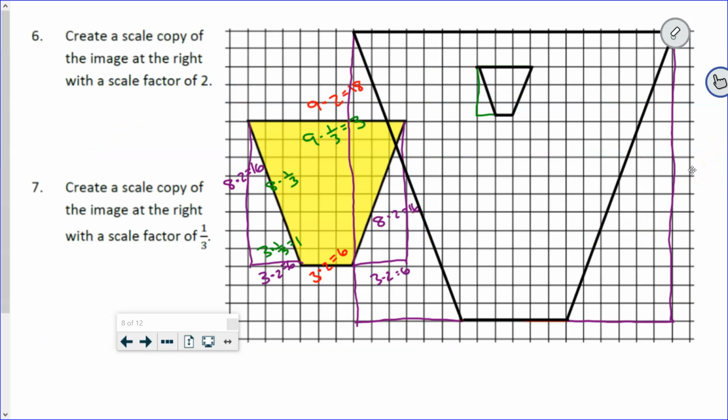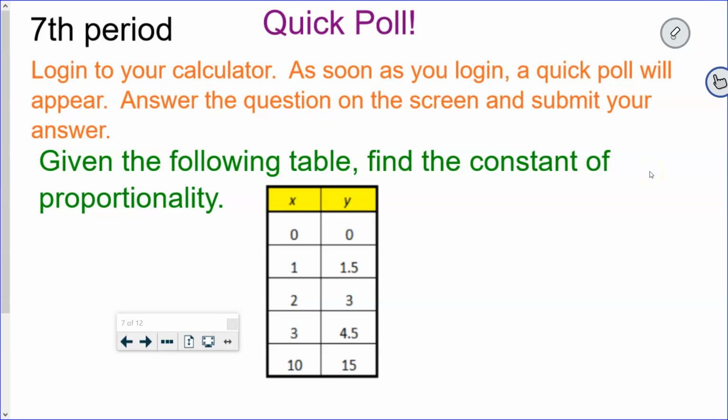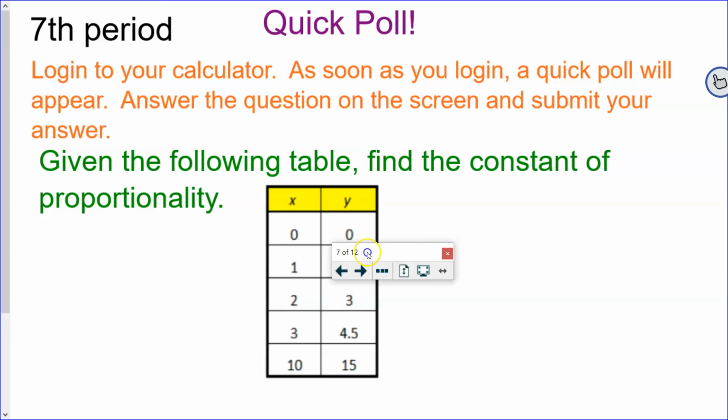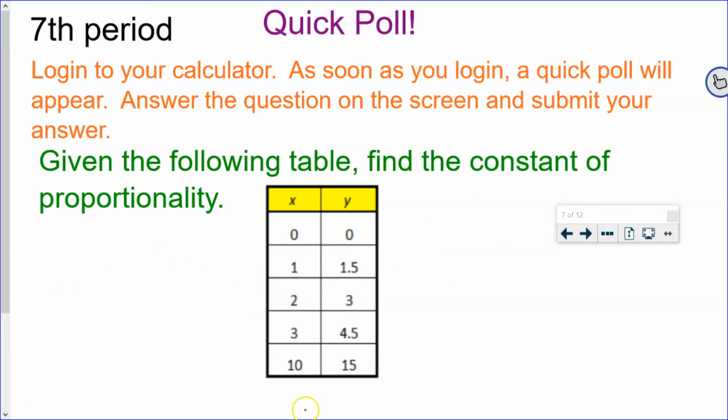Before we get started on this lesson, let's go over our quick poll warm-up. Students online, pause the video to answer this question. What is the constant of proportionality given this table? Pause the video and return when you're ready.